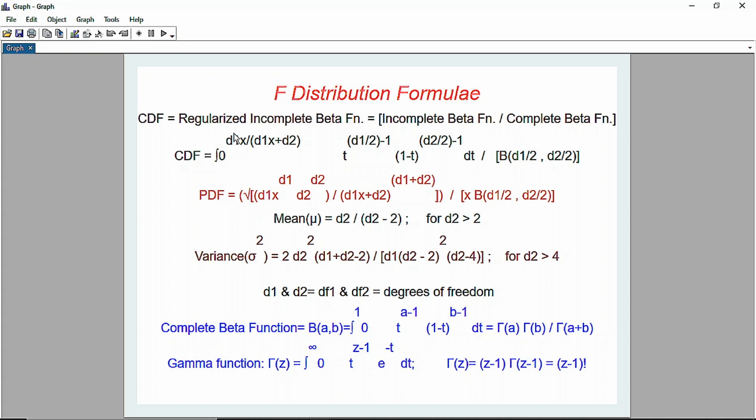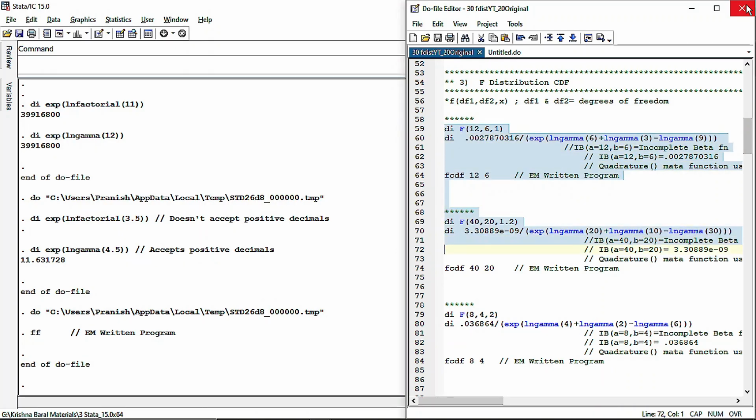In our next session, we will calculate the value of CDF and PDF by using this generic formula as well. We will calculate the CDF of these three examples. In order to calculate the CDF, we need to calculate the incomplete beta function and divide it by the complete beta function. We will use the quadrature class in Mata to calculate the numerical integrals for the incomplete beta function, and we are going to use Stata version 17 for that.